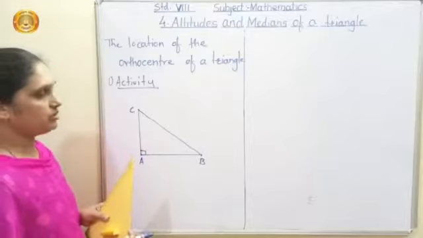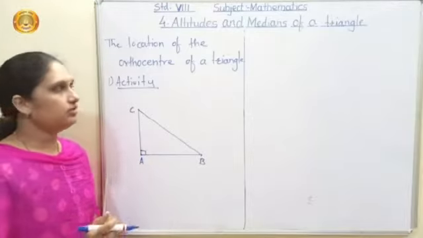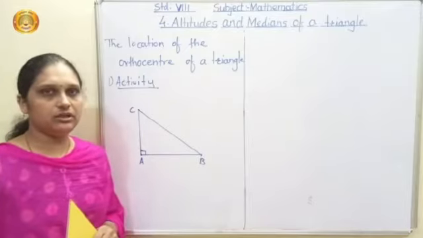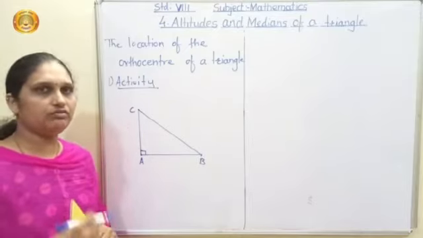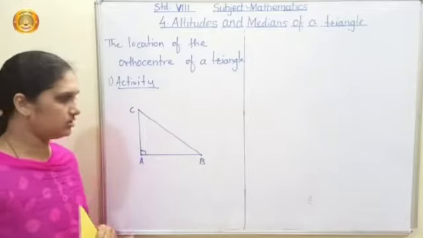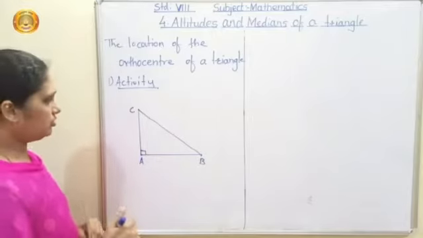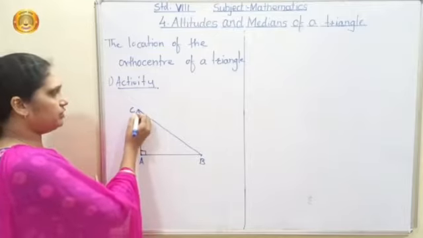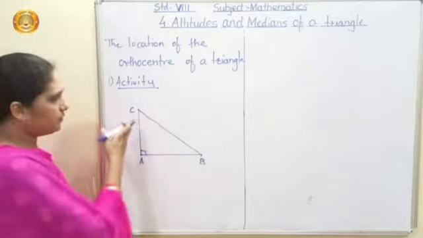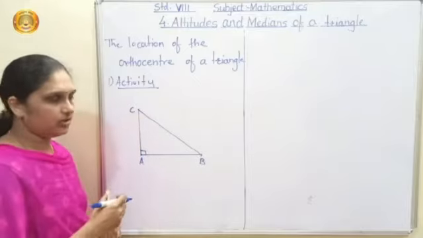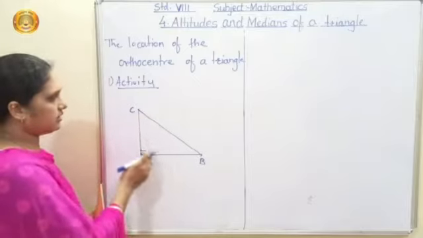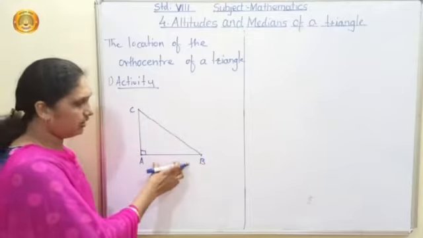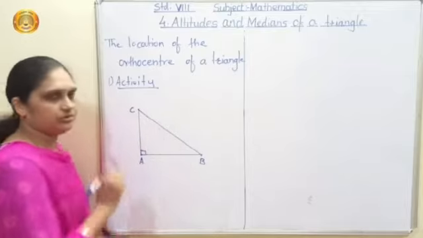Now we have to draw the perpendicular, that is, the altitude. Altitude means what? We have seen the definition: a perpendicular drawn from the vertex to its opposite side is called the altitude. So first I'll take vertex C. Opposite of C is AB. If you observe in the right angle triangle, from C the perpendicular is already drawn on AB. So this is our first altitude.